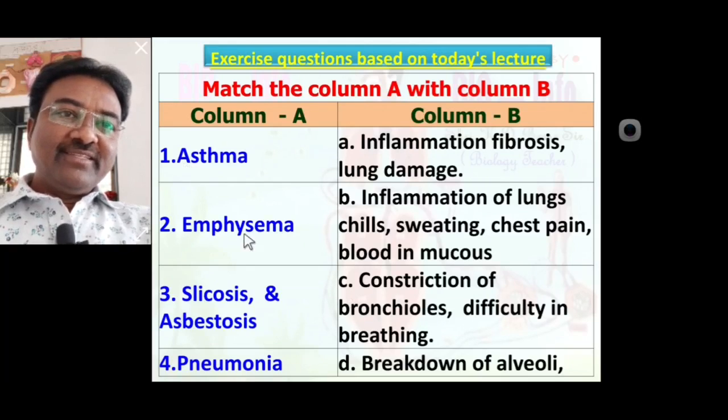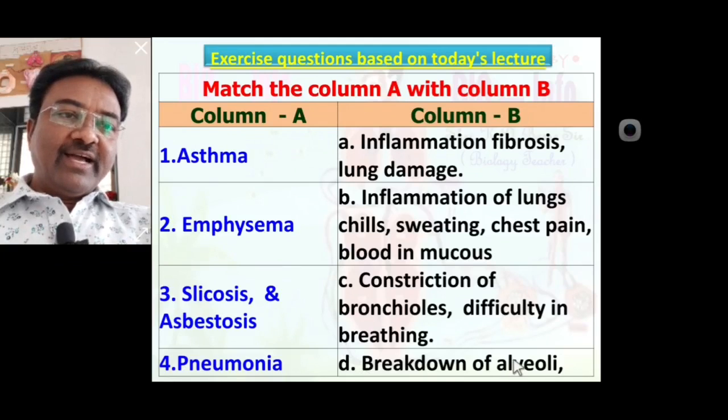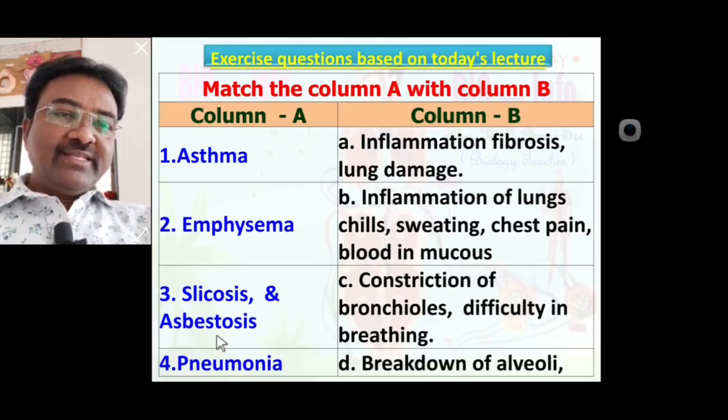Second, emphysema. Yes, emphysema is a respiratory disorder with breakdown of alveoli. So 2 matches with D. Silicosis and asbestosis: inflammation and fibrosis of lung damage are symptoms seen in silicosis and asbestosis. So 3 matches with A. Pneumonia: inflammation of the lung, chills, sweating, chest pain, blood in mucus are symptoms seen in pneumonia. So 4 matches with B.